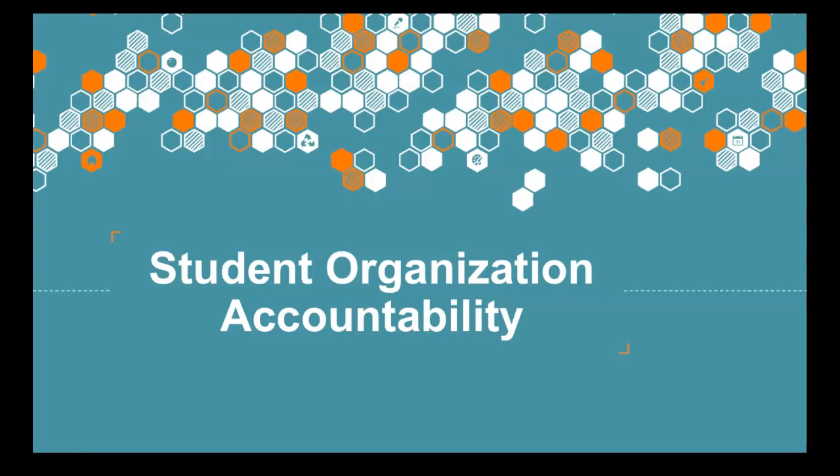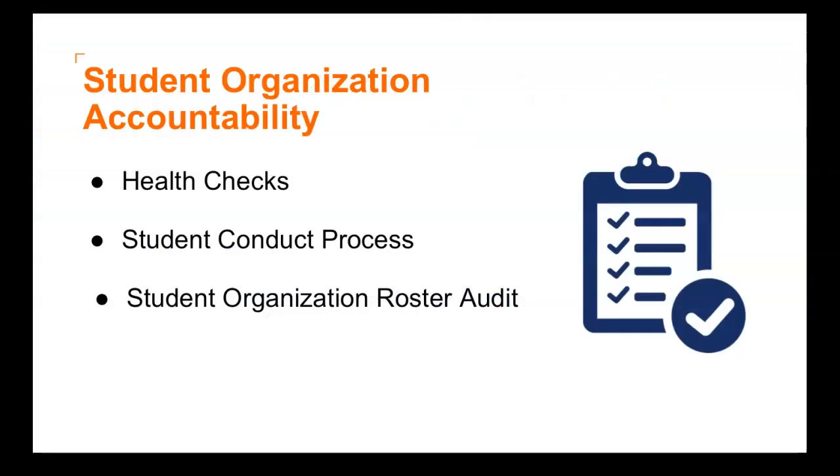Virginia Tech and student engagement in campus life has expectations for RSOs, so it is important to understand how you are held accountable for these expectations. There are 3 main ways you are held accountable for following policies and meeting expectations. 1. Health checks. 2. Student conduct process. 3. Student organization roster audit.